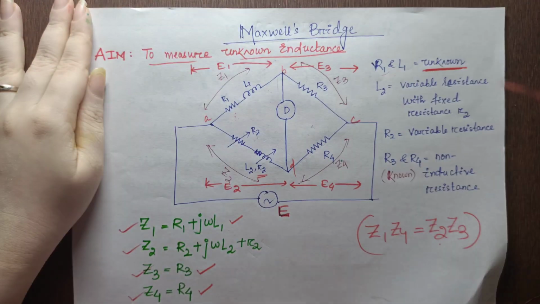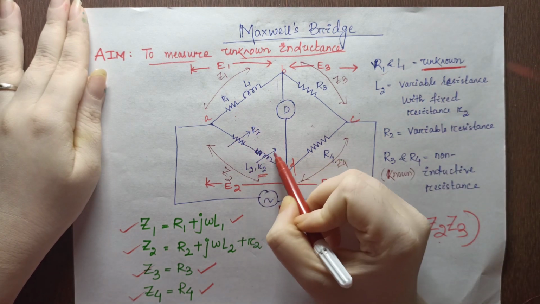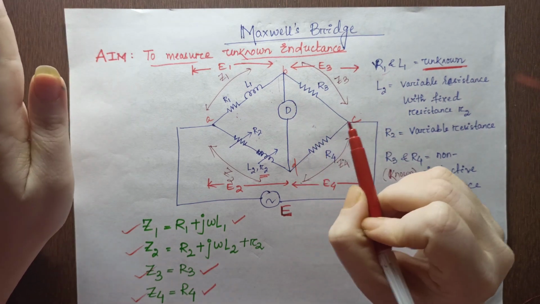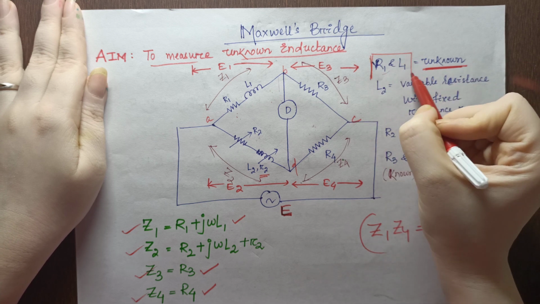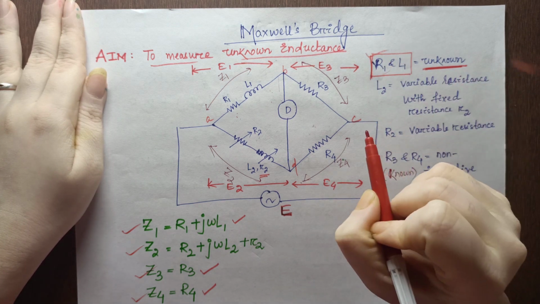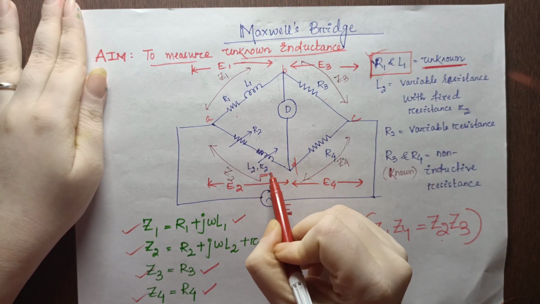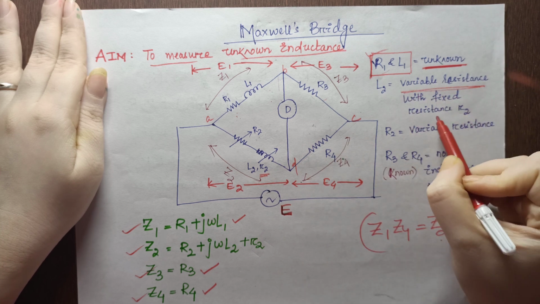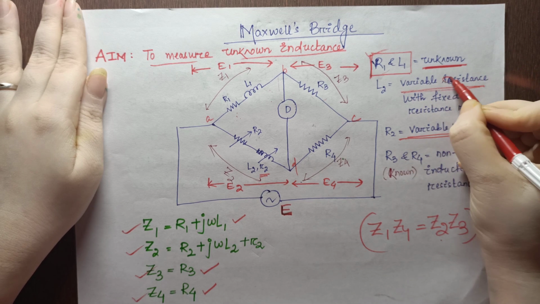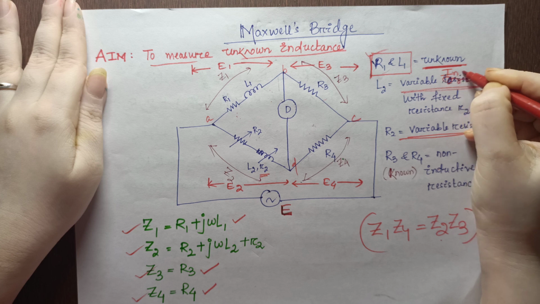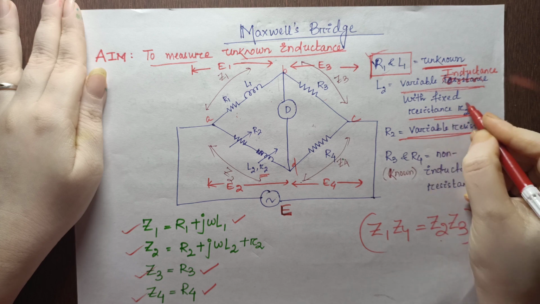Sorry, I think I made a mistake. Sorry, R1 and L1 are unknown. You need to vary this R2 and L2 in order to get a detector current of zero. So remember this, I said it by mistake: R1 and L1 are unknown. R3 and R4 are known, and R2 is a variable resistance and L2 is a variable inductance present in the circuit, with a fixed value of resistance small r2.